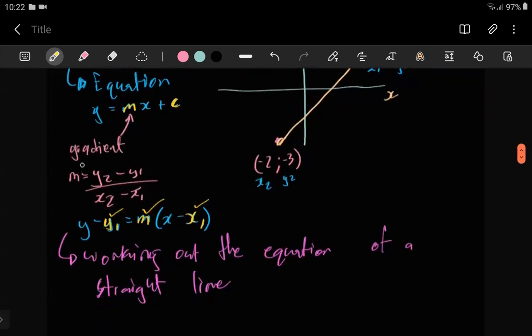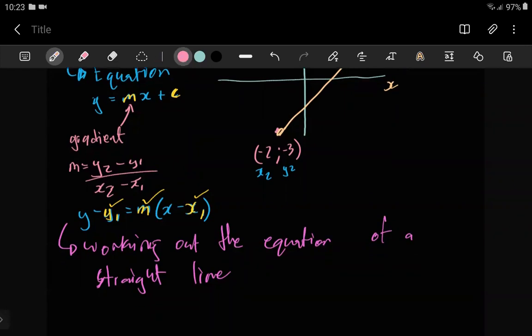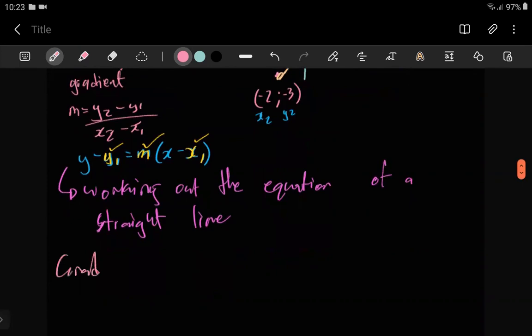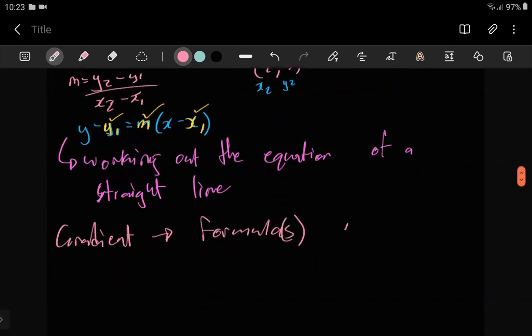So now that we're still talking about gradient, we need to be careful, because when it comes to gradient, we need to think of other ways that the gradient can be worked out. So with gradient, you can use the gradient formulas. We have this one that we just mentioned: m is equal to y2 minus y1 over x2 minus x1. That's one of your formulas.